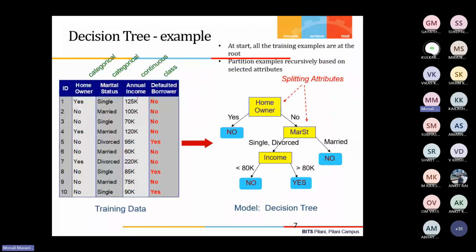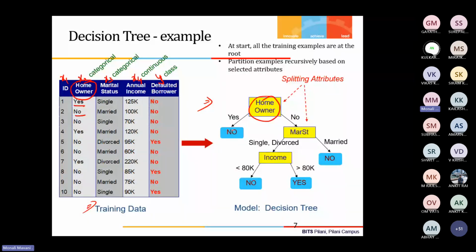Say another data set over here. ID is the first feature, homeowner is the second feature, marital status is the third feature, annual income is the fourth feature, and defaulted borrower is our class variable, the class column. This is my training data, and using the training data I have used the decision tree construction algorithm and I'm coming up with this decision tree. Say, because of the algorithm I have chosen, I got homeowner as the root node. How many values do I have in homeowner? Yes and no. It's a binary attribute, so I'll have only two branches, yes and no.